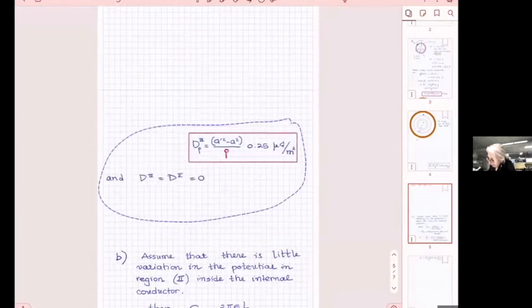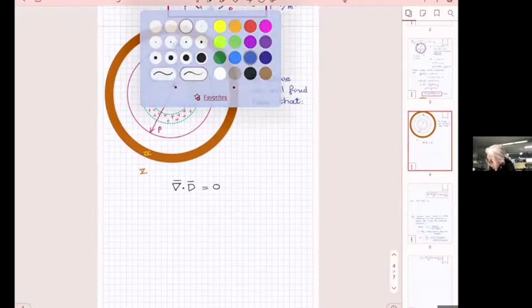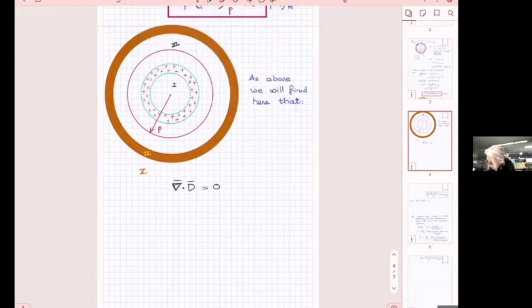Move it down. Okay. So in region 3, we write again the divergence of D is 0 here. All right. In every point in region 3, 0. But the result is going to be different.